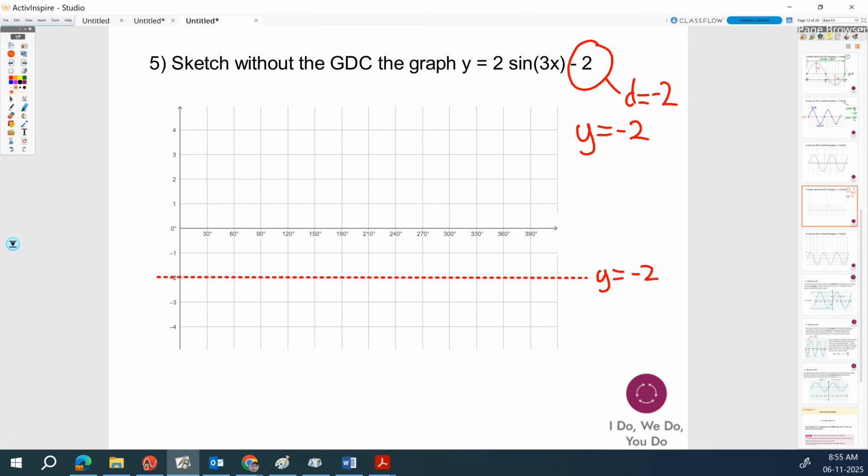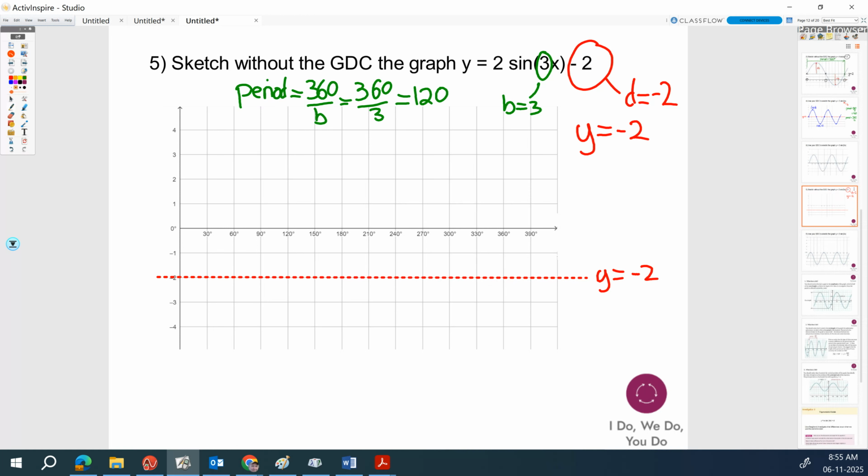Next up, do your calculations for your period. So your period is based on this number here, b. This is b is equal to 3. We use the formula, period equals 360 divided by b. So that's going to be 360 divided by 3. So our period is 120.